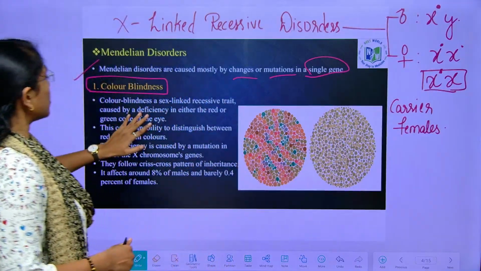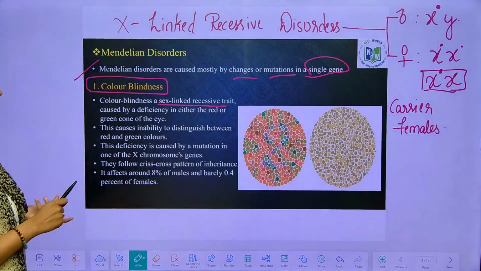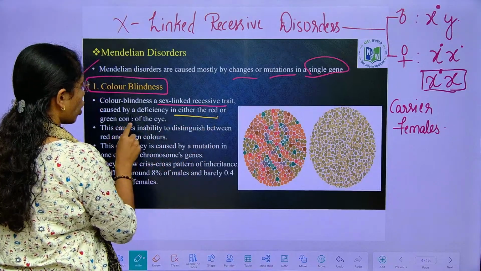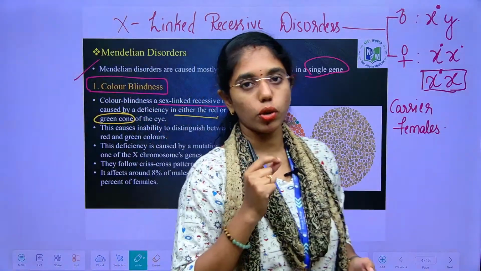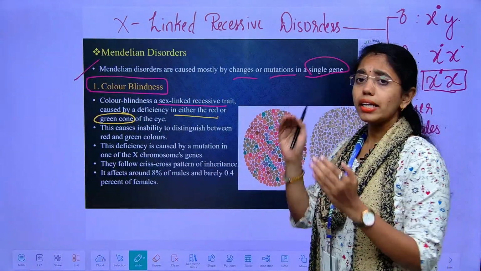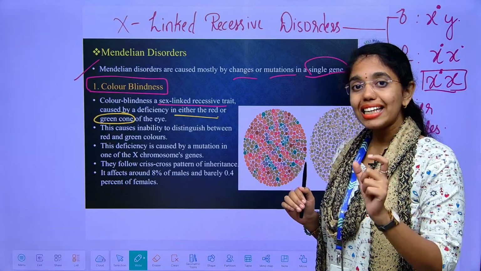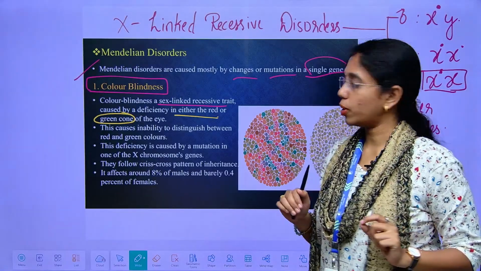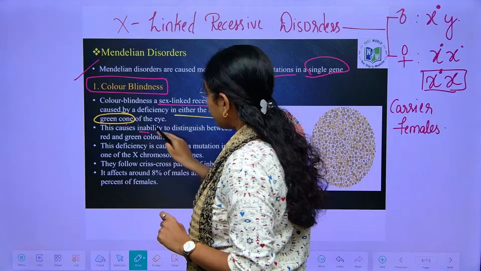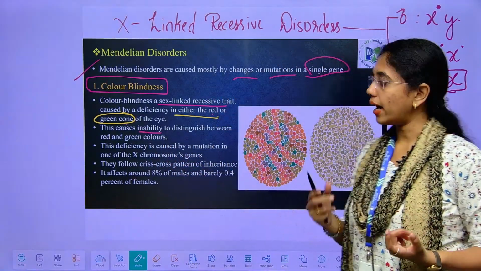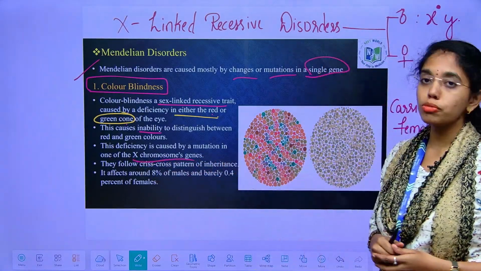Once you look into the theory also, color blindness is an X-linked recessive trait caused by a deficiency in either the red or green cone of the eye. The cone regions are affected because of the gene mutation, and this will be inherited to the next generation when both alleles have the same type of mutation in red and green cones. Got it? This causes inability to distinguish between red and green colors. This deficiency is caused by mutation in genes on the X chromosome.